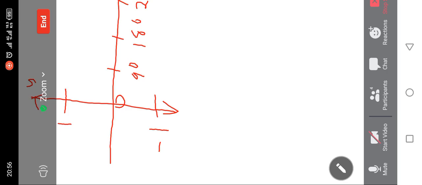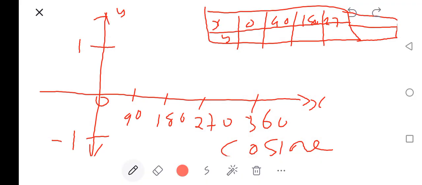So let's indicate here: 1, 0, -1, 0, +1. So we begin now indicating. 0, 1, it's here. Are you seeing that? 90, 0, it's here. 180, -1, it's here. 270, 0, it is here. 360, 1. It is here.